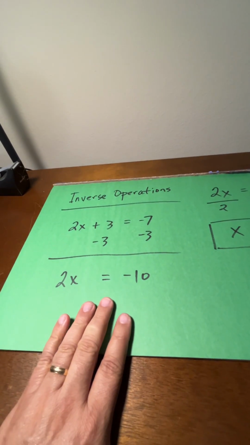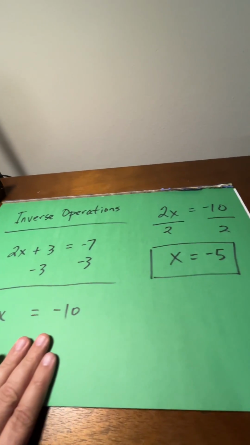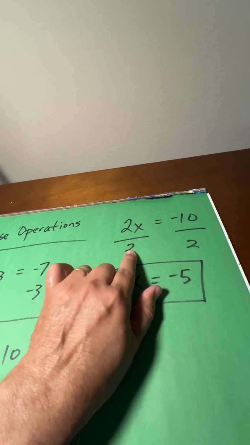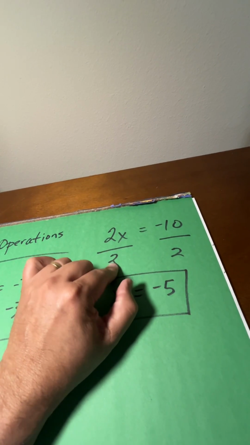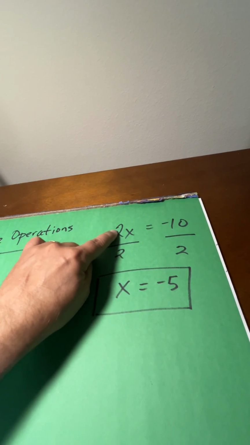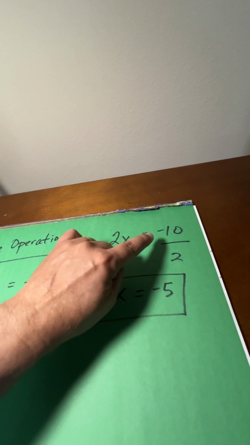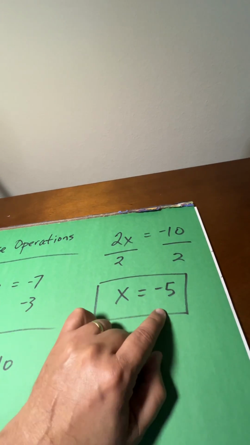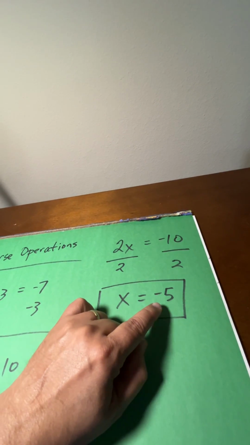So now we have x, and it's only being multiplied by 2, so we are going to divide both sides by 2, because multiplying by 2 and dividing by 2 are inverse operations. So if I do that, these 2's are going to cancel, and I just have x left over. And -10 divided by 2 is -5. So a negative divided by a positive is a negative.